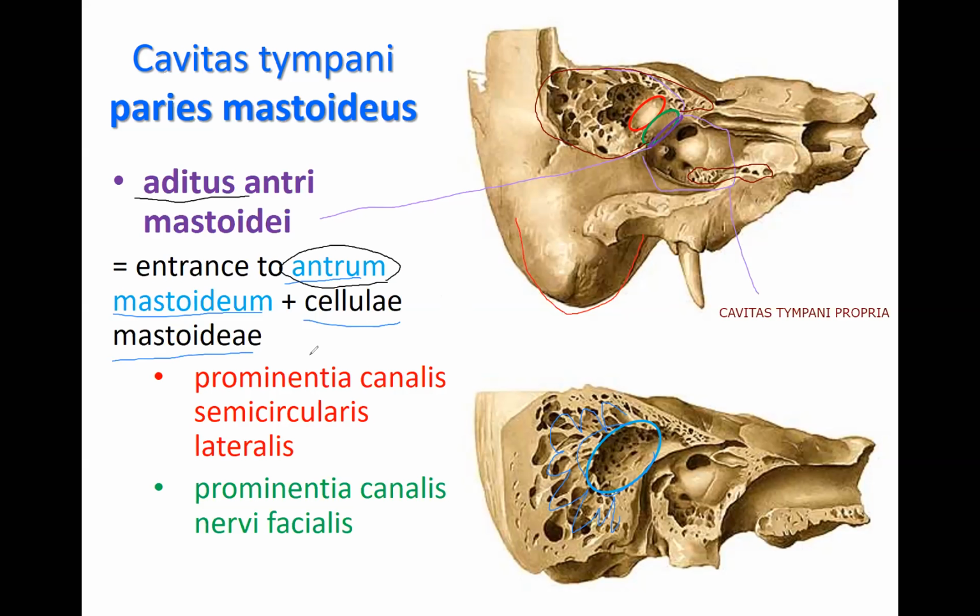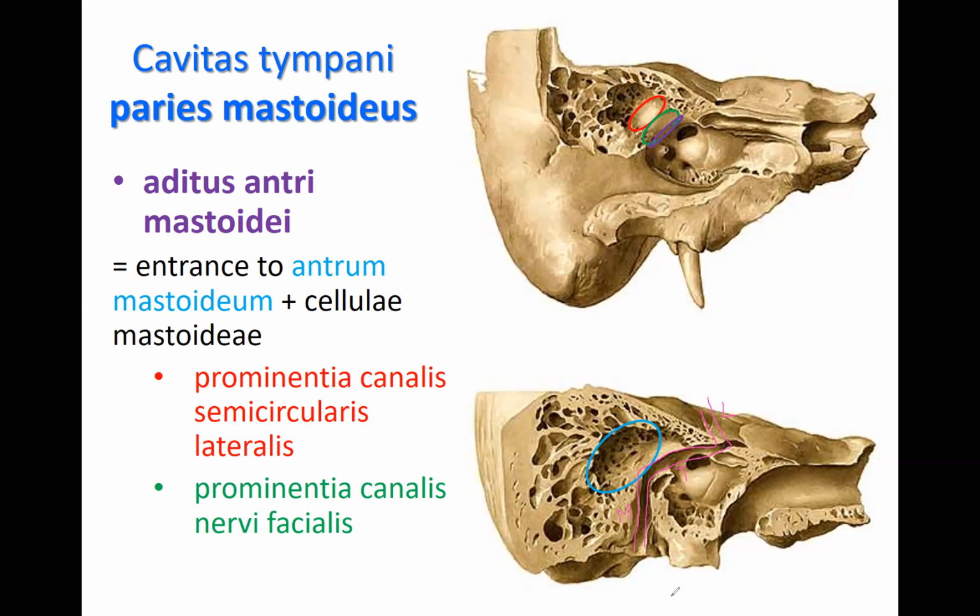Yeah? And in the aditus, if you look into the antrum, you can see two bulgings, or prominences in proper language. One of the bulgings is made by the facial nerve canal. The facial nerve canal we have already talked about. It's got three parts. Goes like this. This is the first, labyrinthine, above the inner ear. This is the second, tympanic, above the middle ear. And this is the third, mastoid, behind the mastoid wall of the tympanic cavity.